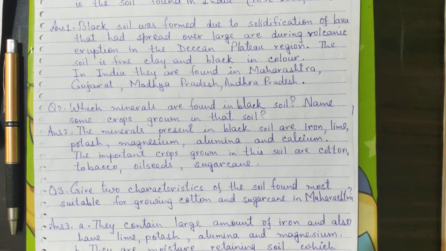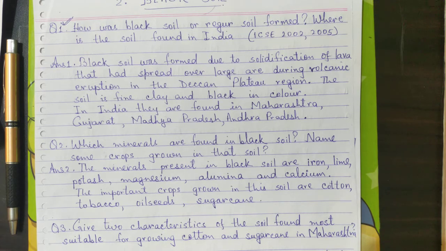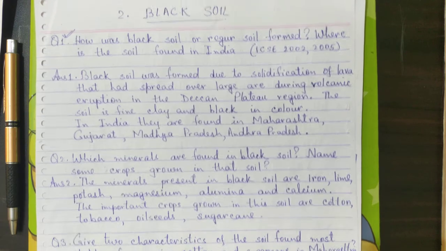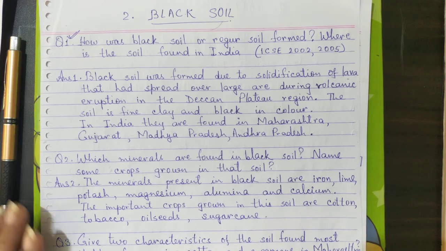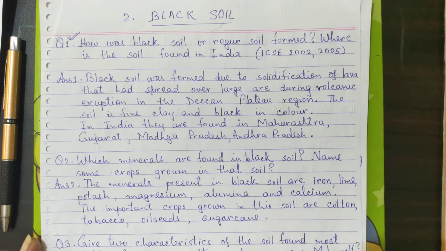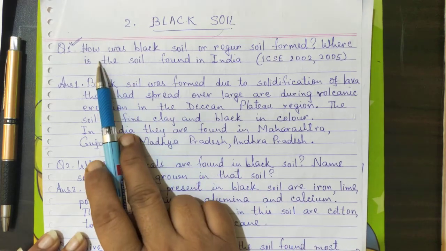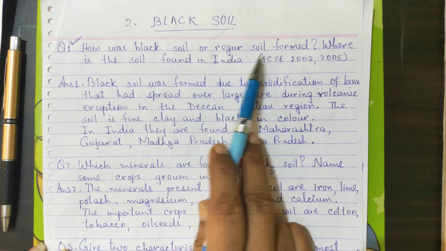Then let us come to black soil. Black soil is generally found in the Deccan Plateau region, and the states where it is found are Maharashtra, Gujarat and Karnataka. They are also found in the western part of Andhra Pradesh. Let us see the first question regarding black soil. How was black soil or Regur soil formed?